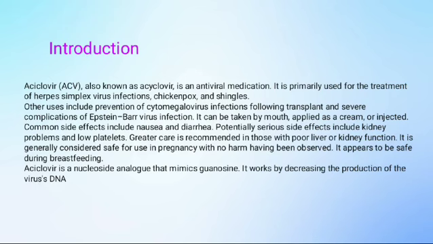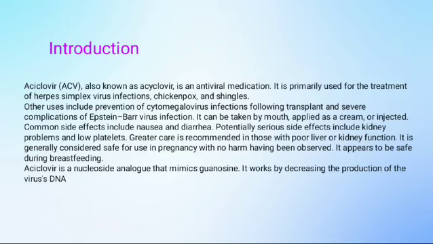Now let's start with the introduction. Acyclovir, that is ACV, also known as aciclovir, is an antiviral medication. It is primarily used for the treatment of herpes simplex virus infection, chickenpox and shingles. Other uses include prevention of cytomegalovirus infection following transplant and severe complications of Epstein-Barr virus infection. It can be taken by mouth, applied as a cream or injection.